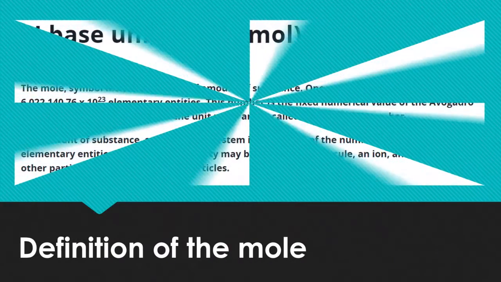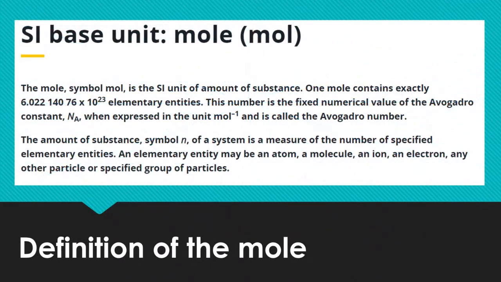Okay, so in my investigation, I looked at some of my chemistry textbooks. Now, the latest ones define the mole as the SI unit for amount of substance, and that 1 mole contains exactly 6.02 times 10 to the 23 elementary entities. And this number is fixed and is called Avogadro's number.